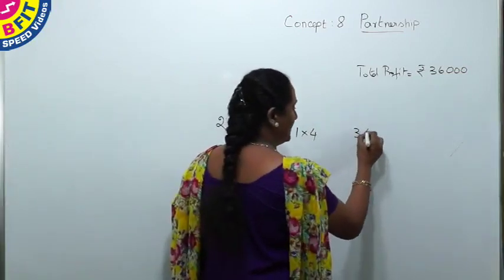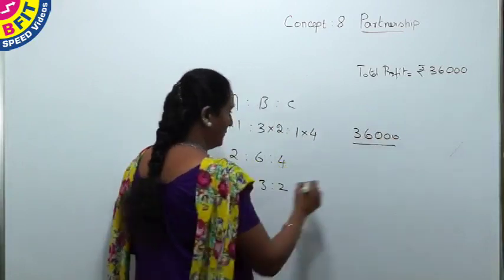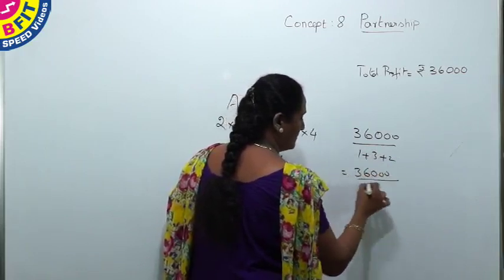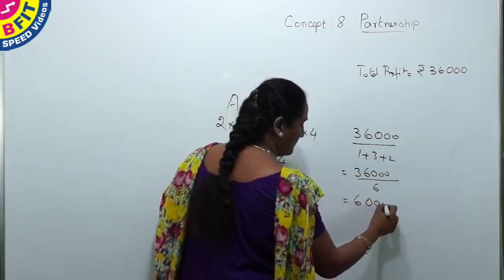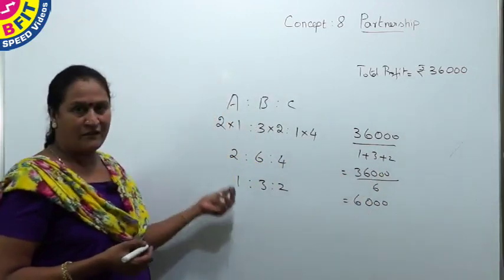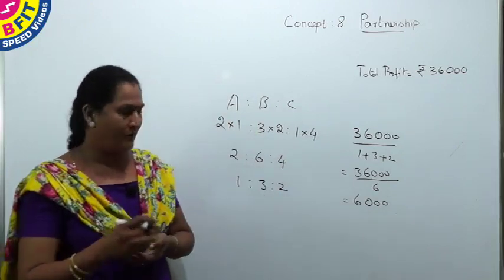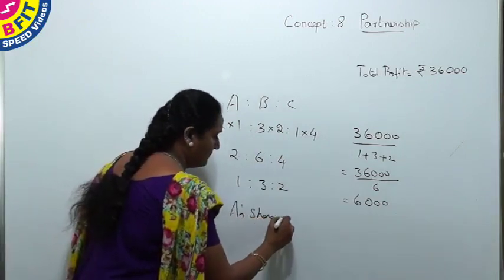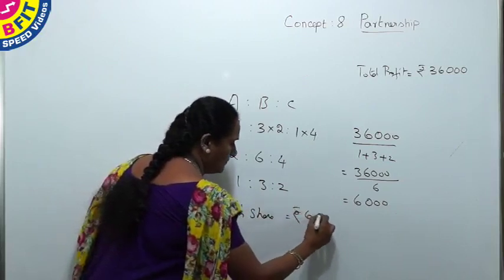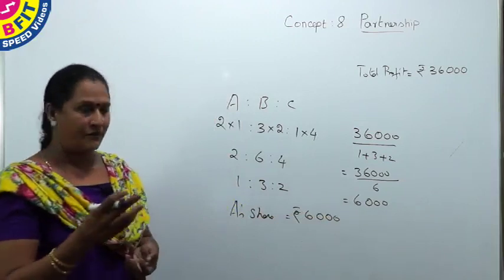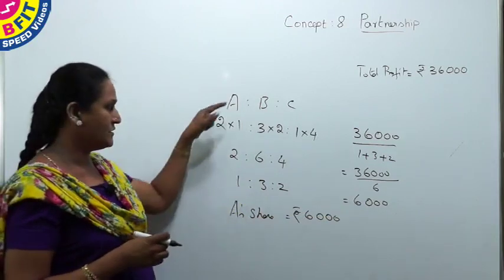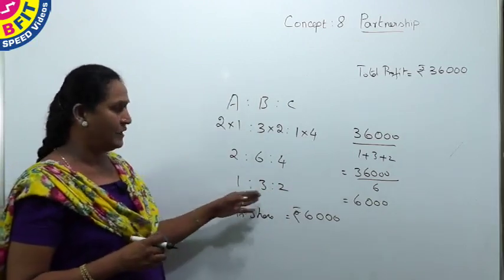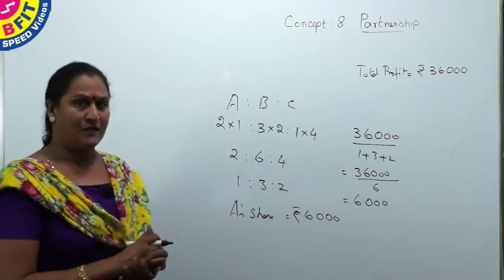So total profit is 36,000 and dividing by the sum of the parts, which is equal to 36,000 by 6. So value of 1 part is rupees 6,000. So A's investment is 1 part, so A will receive 1 part of the profit, which is equal to 6,000. So A's share of profit is rupees 6,000. If they ask for B, B will receive 3 parts because his investment ratio part is 3. So 3 into 6,000, 18,000. And if they ask for C, it is 2 parts. 2 into 6,000, it is 12,000.